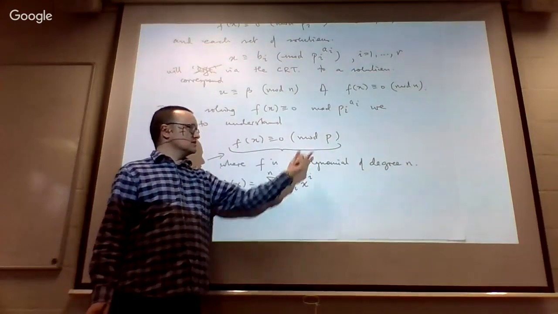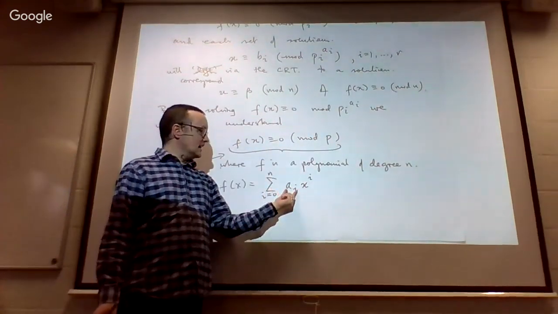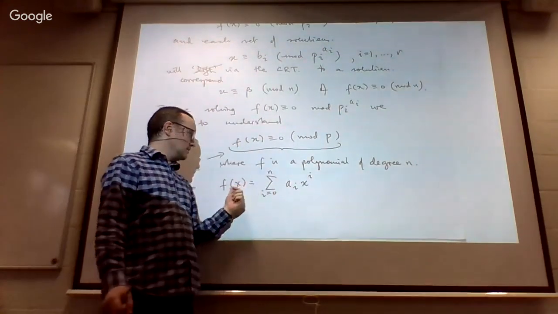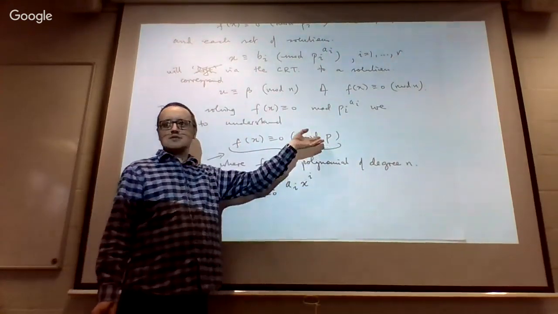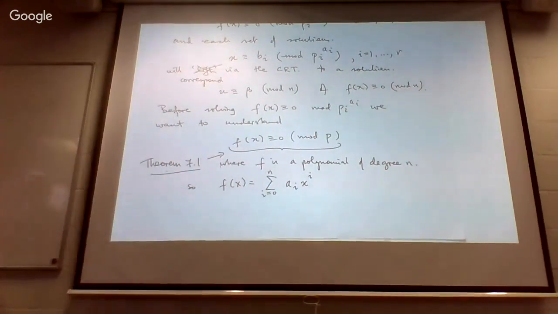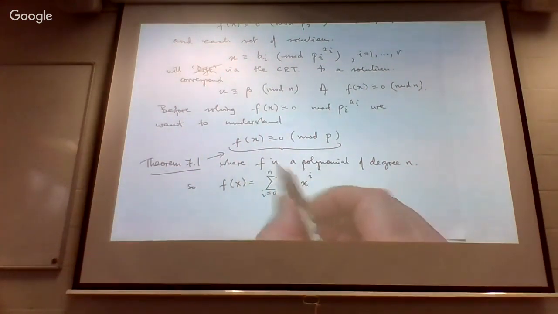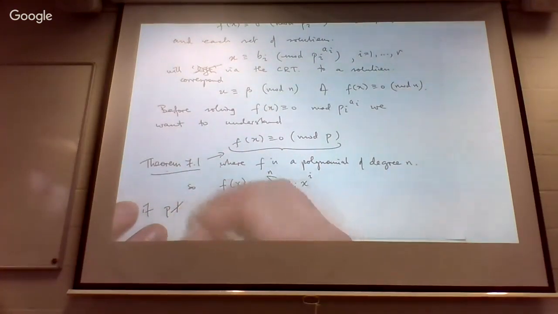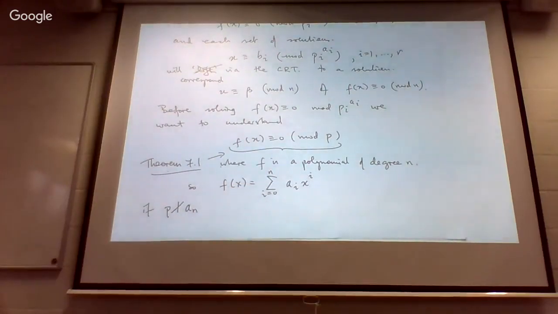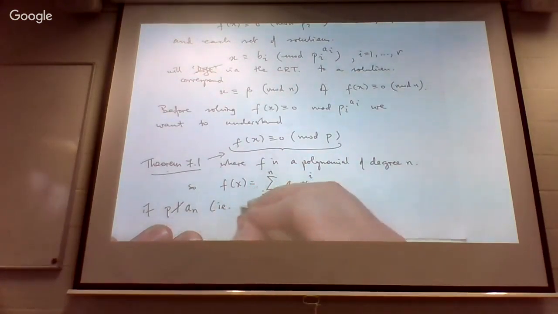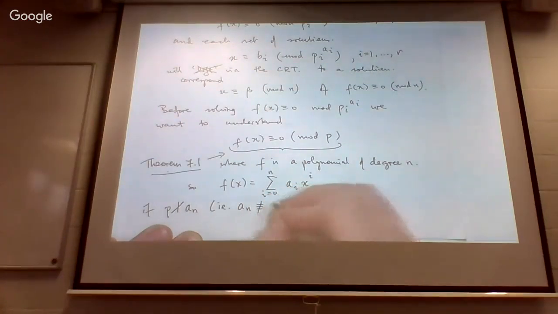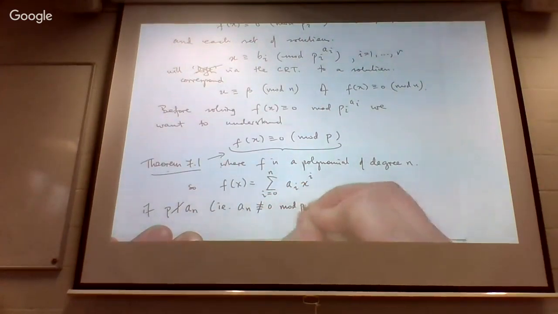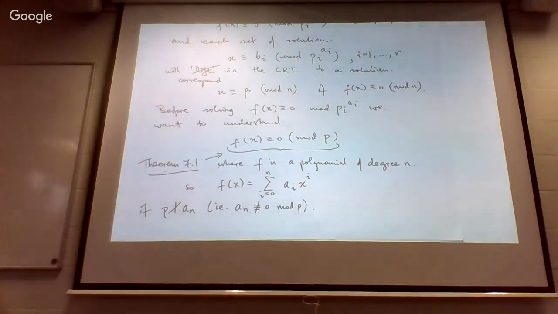If the leading coefficient was divisible by p, then a_n times x to the power n, no matter what x is, would always be congruent to 0 modulo p. So for this to be considered a congruence of degree n, we need the fact that p must not divide a_n, so that it's genuinely of degree n. Or you can express that in terms of congruences: a_n is not congruent to 0 modulo p. Congruent to 0 mod p is the same as p dividing a_n.